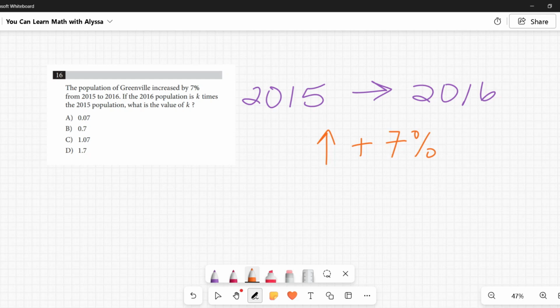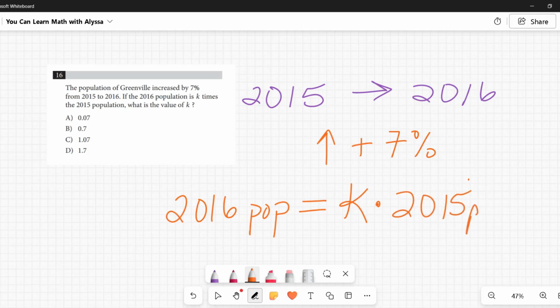So we're saying 2016 is, right, when we see is in a word problem, a lot of times that's where an equal sign goes. So I'm going to write it as an equation. The 2016 population is K times the 2015 population. What is K? So what do I need to multiply that 2015 population by to get to the 2016 population? And look at my answers.